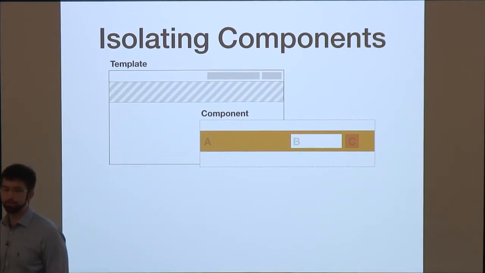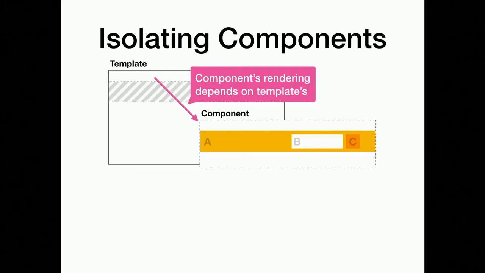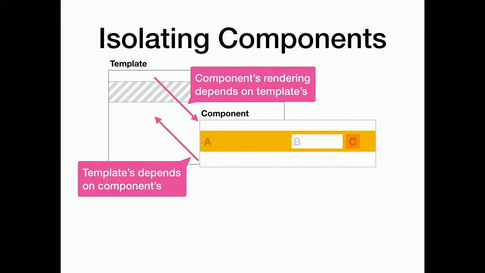And the challenge is that the layout of the component depends on the layout of the template. It might be something as simple as the width that the template allocates for the component. And not only that, the layout of the template depends on the layout of the component. For example, how tall the toolbar is might be relevant to what's going on later in the page. And we do deal with these kinds of interdependent, interrelated components in PL.